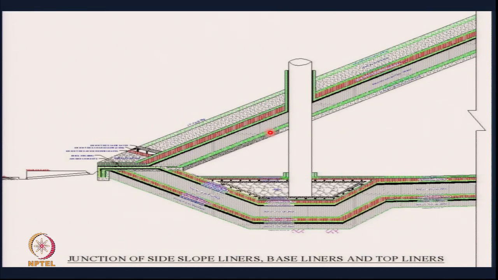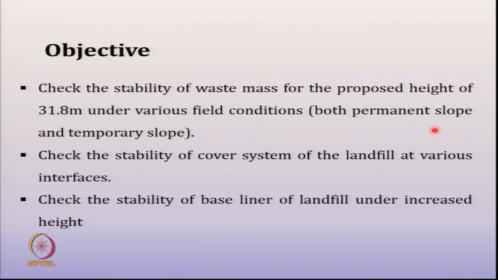It was an above ground landfill, not below, above ground. That's the leachate collection well, these are the multiple double composite layer, that's the cover system, you can see the geomembranes and everything. We are not discussing this stability, we are discussing this stability, stability of the mass. Objective, check the stability of the waste mass for the proposed height of 32 meters. Check the stability of the cover system at various interfaces, which we will not discuss. Check the stability along the base liner.